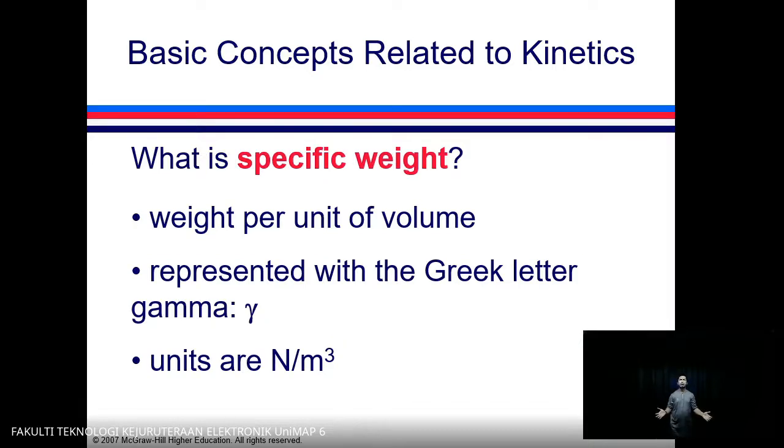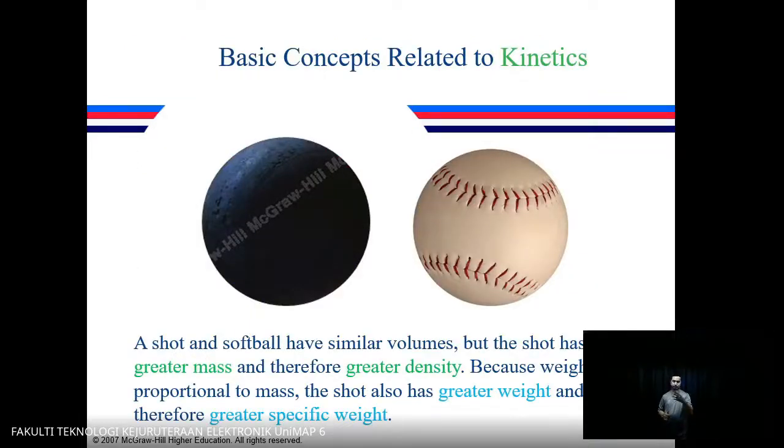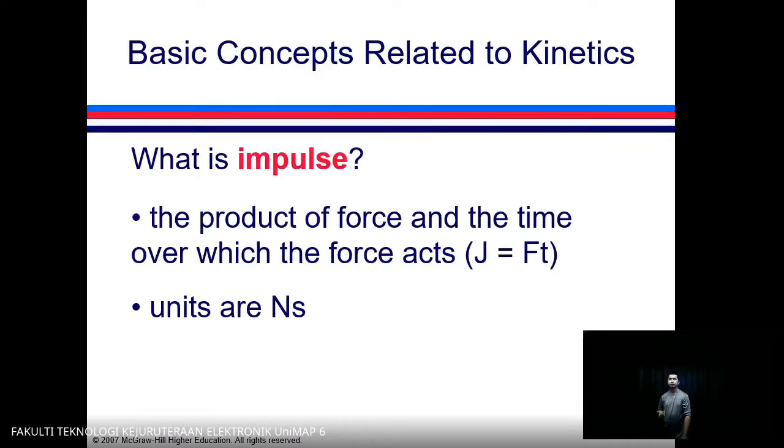And we have specific weight represented by gamma, weight per unit of volume. Some examples relate to density and mass, you can read it. And then we have impulse. You learn it in engineering mechanics. Impulse is the product of a force and the time over which the force acts. So J equals Ft. J is impulse, F is the force, t is the time. I'm not covering impulse in biomechanics. Just want to let you know what impulse is.